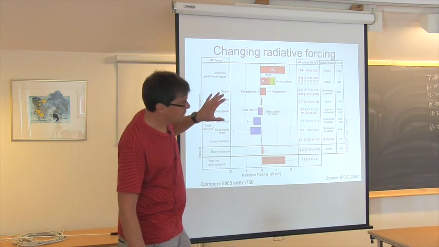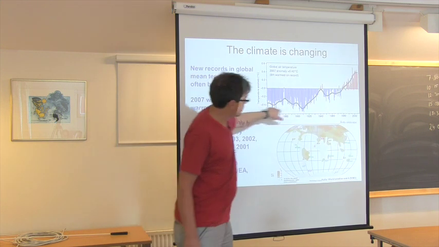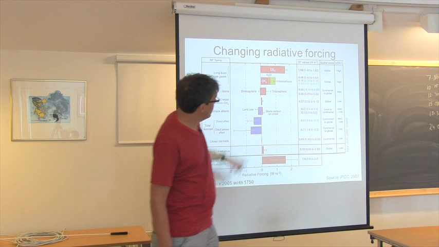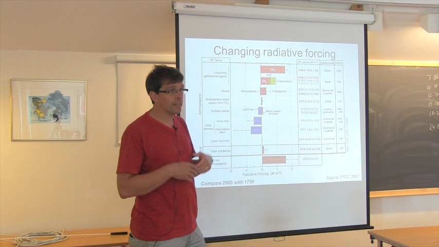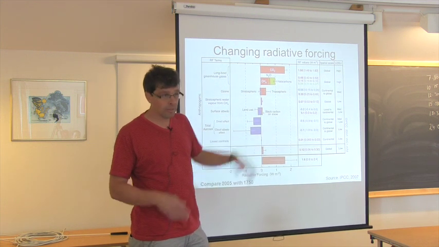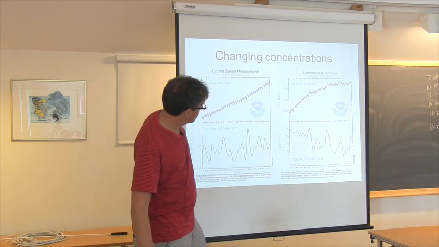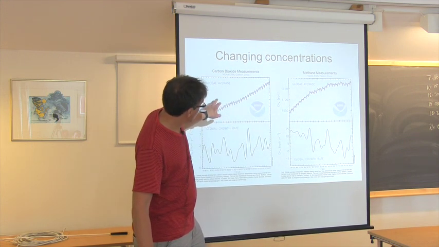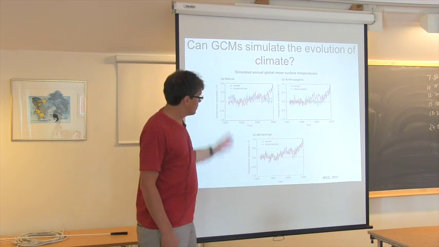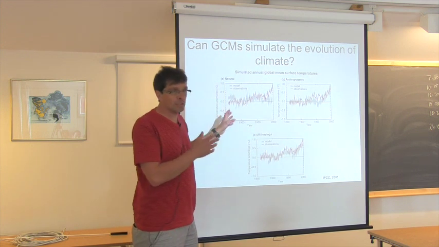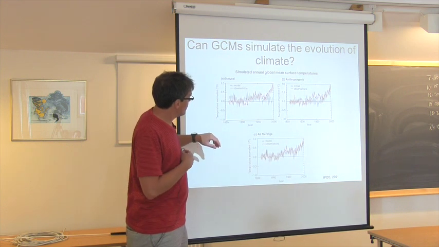If you prescribe this to a model, if you simulate this time period here, you can explain how CO2 has increased over time in the atmosphere, and then you can let the model simulate the climate over the 20th century to see what's happening. Here are the changing concentrations as measured, this is CO2 and this is methane over there. If you now do this in models, excuse me for the old picture here, but it just illustrates the case. So results are quite similar also with today's models.